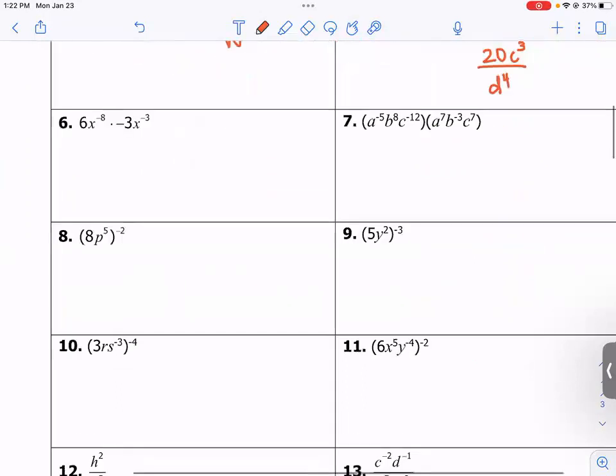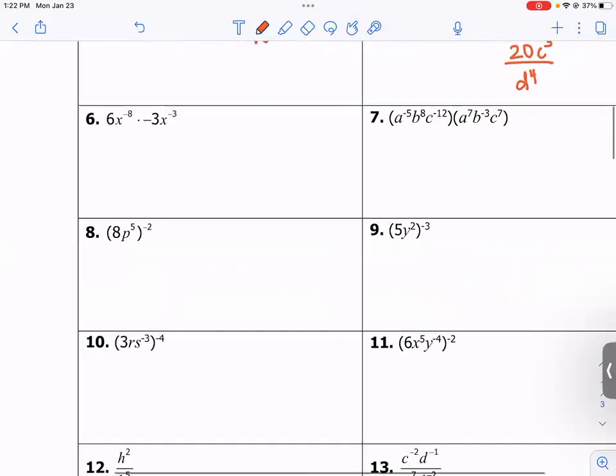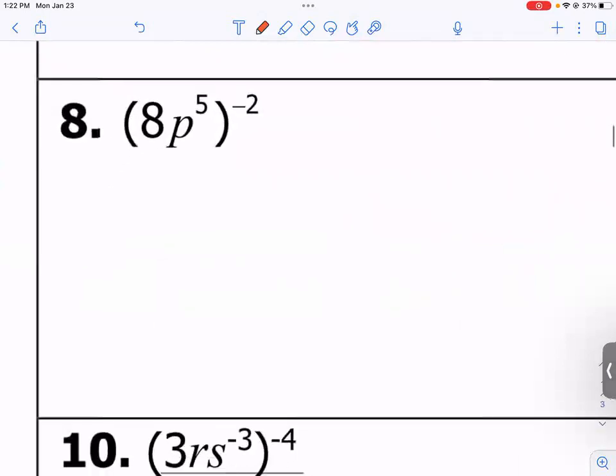All right, let's go to number 8. Number 8 is a very interesting problem. I got parentheses. I know what to do. What do you need to do, Avery? So, you need to multiply 8p5 by -2. So it'd be 8p to the -10.